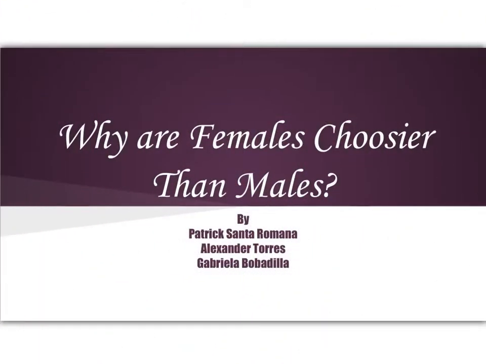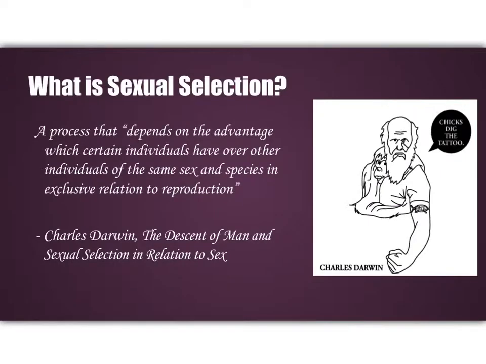Choosier than males. Like every other topic in our Bio 322 class, sexual selection is a form of natural selection. Individuals who do not have the opportunity to reproduce have a fitness value of 0. Darwin defined sexual selection as a process that depends on the advantage which certain individuals have over other individuals of the same sex and species in exclusive relation to reproduction.